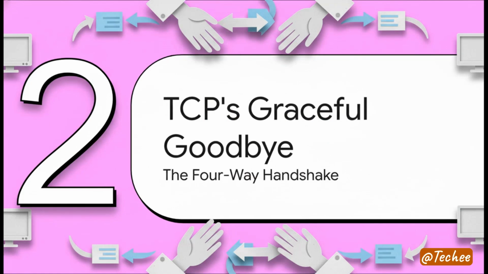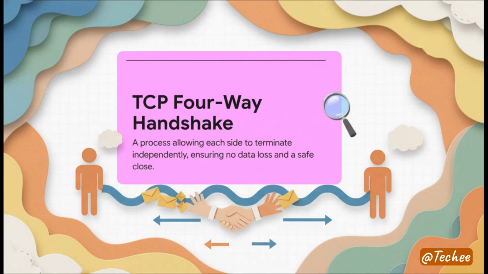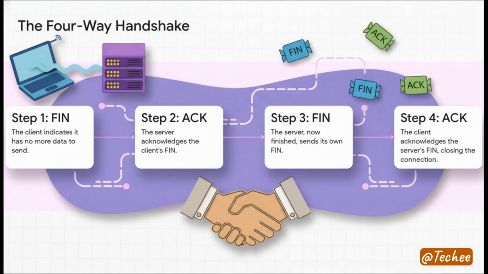So to really get what's going wrong, we first have to understand what right looks like. And that brings us to TCP's formal, very polite process for ending a connection, the four-way handshake. The four-way handshake is basically TCP's protocol for a graceful shutdown. The main idea here is pretty simple. It lets both the client and the server finish up their conversation and close their end of the connection on their own time, making sure no data gets lost in the process. It's all about reliability.